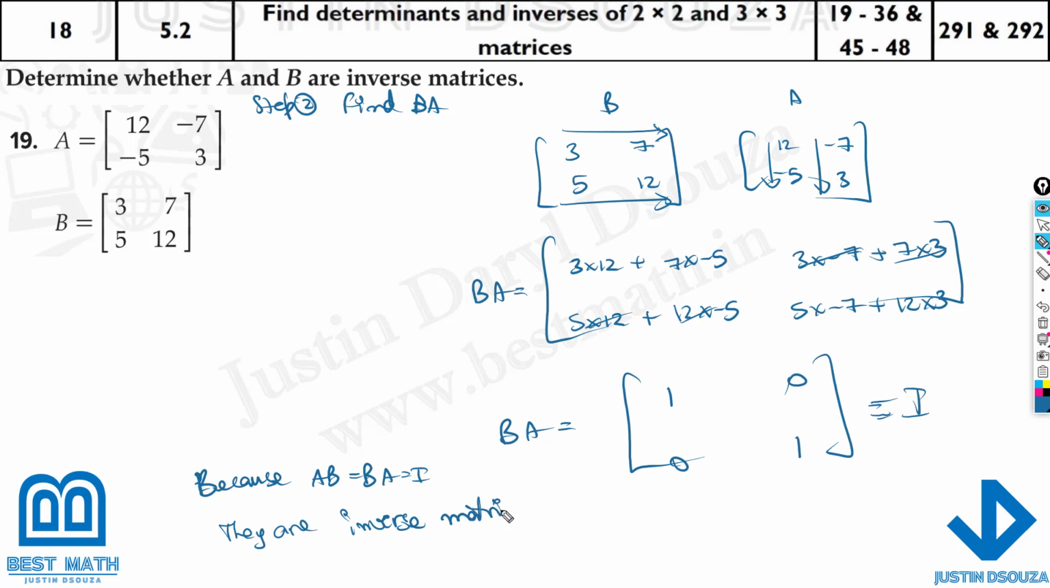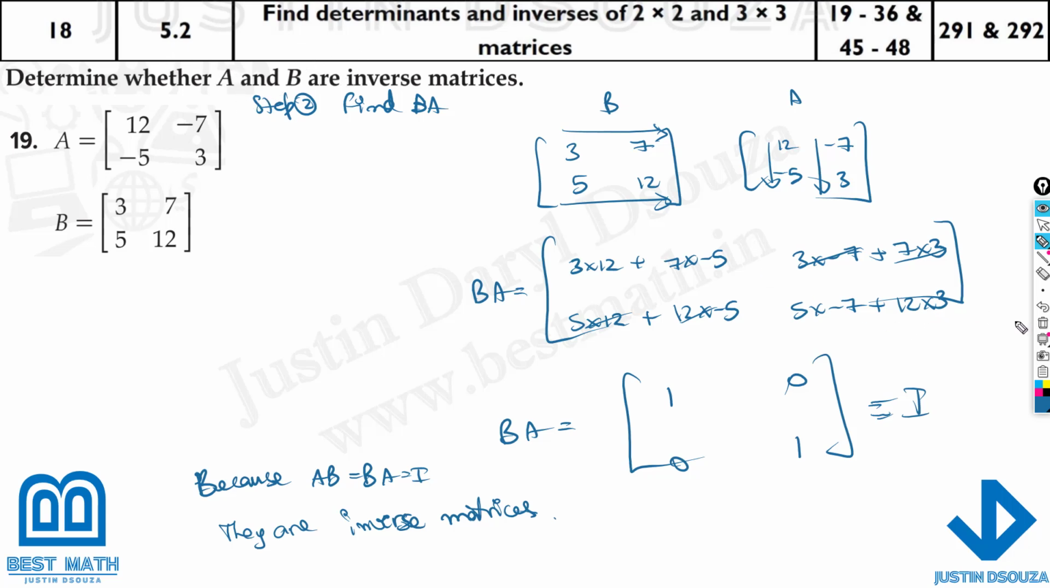They are inverse matrices. You can write it from the question itself. So this is how we solve it. When they are inverses and you multiply them, you should get the identity matrix. That's the main concept. Now you can do any other method as well, as long as you know whether they are inverses of each other.